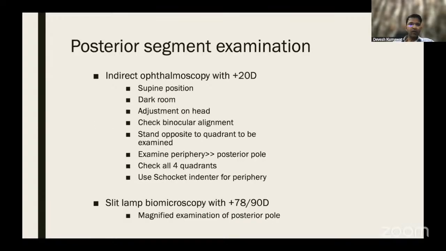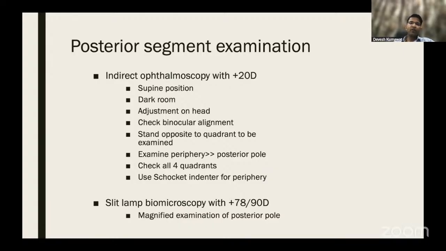Now, when coming to the posterior segment examination, an indirect ophthalmoscopy examination is a must with a 20 diopter lens. Start with the examination in supine position, and if required, you can perform it in propped up position as well, but it should ideally be done in supine position. In a dark room, adjust your indirect on your head. You should be well versed with the indirect ophthalmoscopy, all the knobs and all the filters that are there in the indirect ophthalmoscope. Align the binocular setting on the indirect ophthalmoscope.